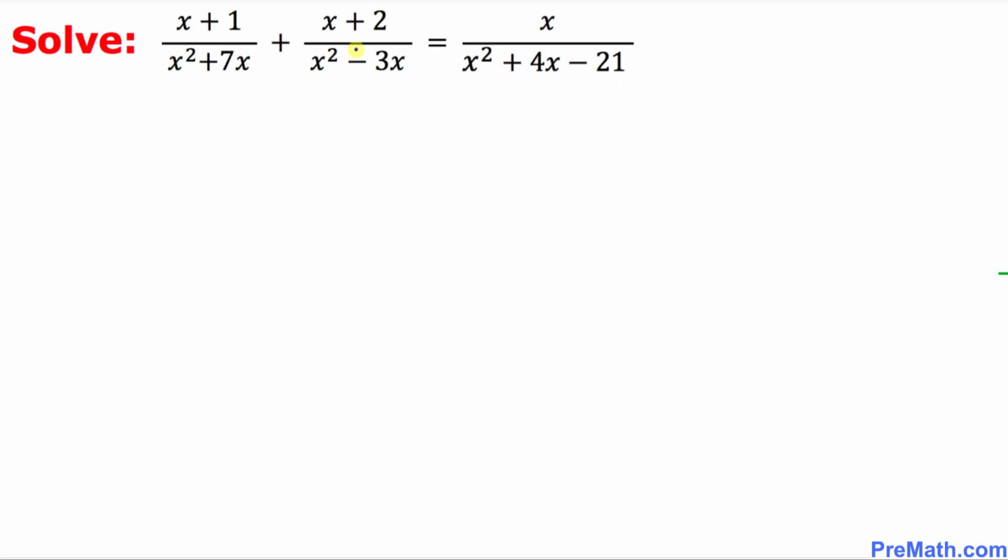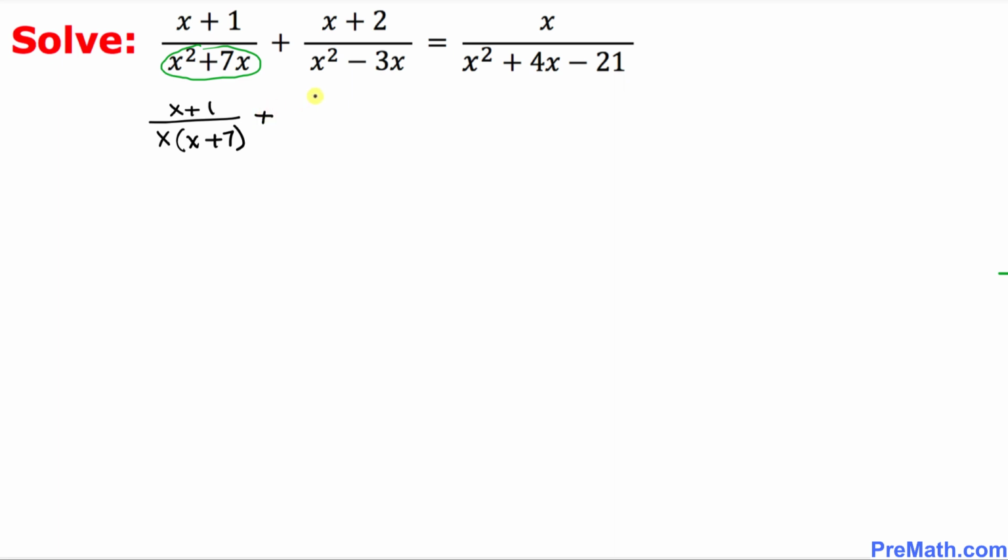In this video tutorial, we are going to solve this given rational equation. Before we get started, let's focus on the denominators. First, the denominator on the left hand side can be factored. I can write x plus 1 on the top, divided by x, which can be factored out, so I can write x plus 7. So far so good.